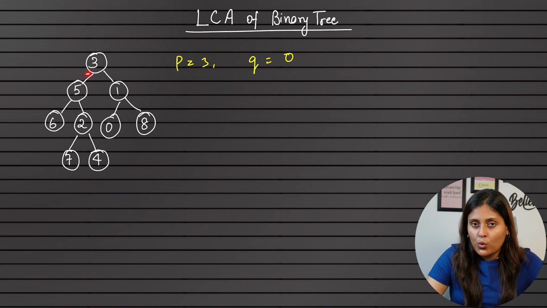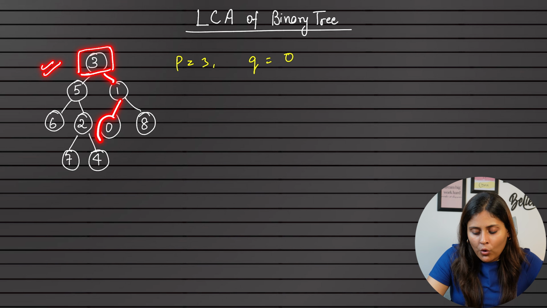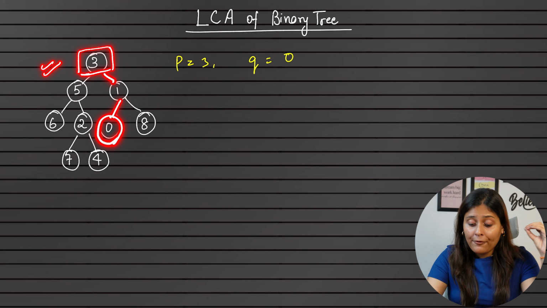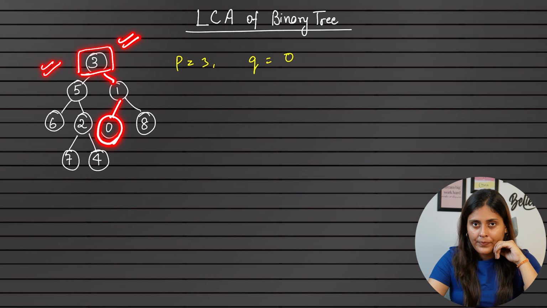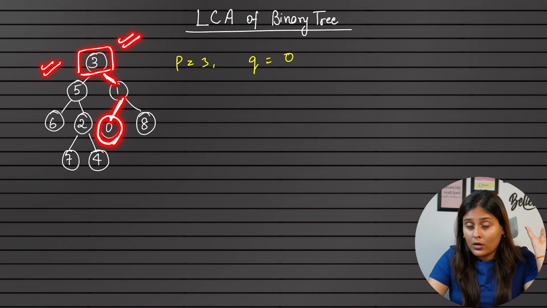Okay. So do you think when we actually found one node at the initial stage, we should go down? Because anyhow, we have to return 3 only as an answer. So do you actually think we should go down? I don't think so. Okay.